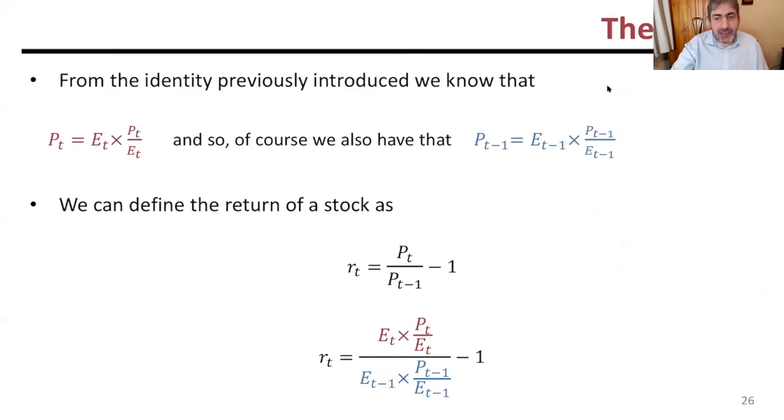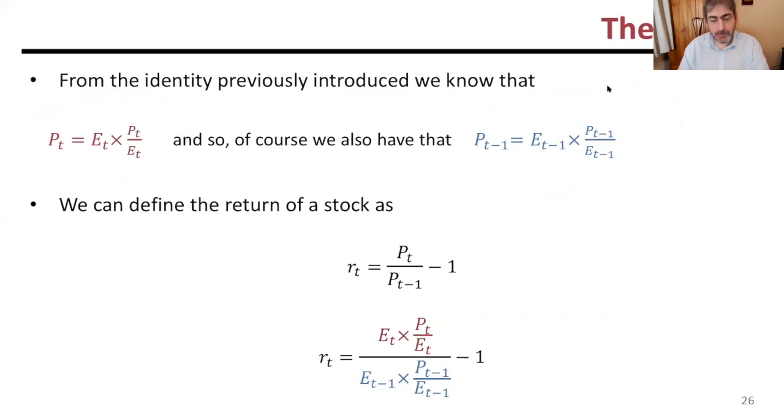Now, I'm going to do a little bit of a mathematical derivation that is quite meaningless, but it helps us understand how we reach the final formula, and the final formula is incredibly simple. The idea is the following. Let's start from the idea that the price at time t is equal to the earnings at time t times the price-earnings ratio at time t. Of course, the same is true for the period before.